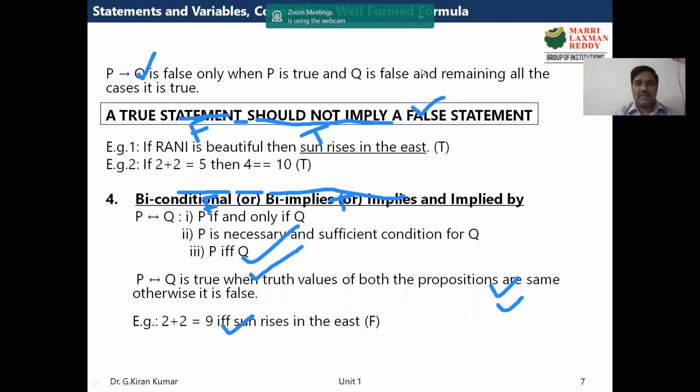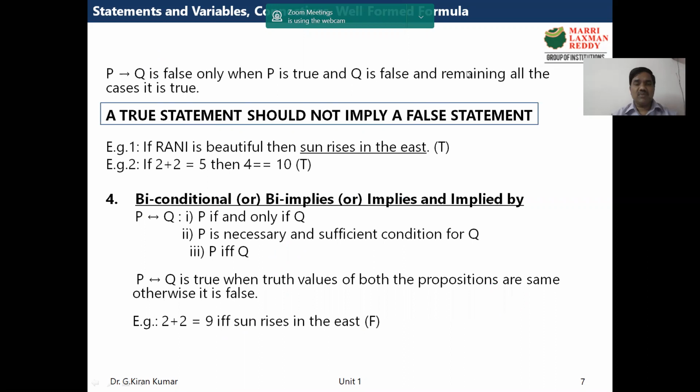Let's take some more examples to understand the connectives. Please recollect when P implies Q is true and false. P implies Q is false only when the first proposition is true and the second proposition is false. Am I right? So implies is false only when the first proposition is true and the second one is false. In all the remaining cases it is true. I already told you a true statement should not imply a false statement. Now let us take some examples.